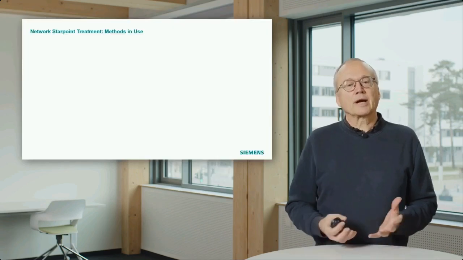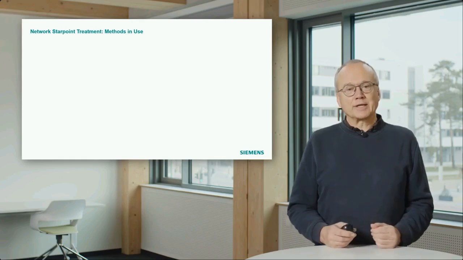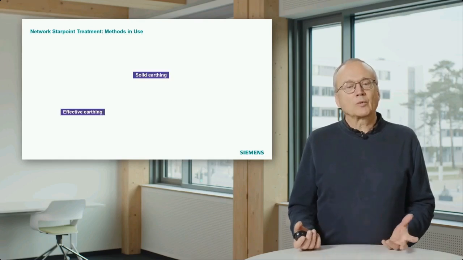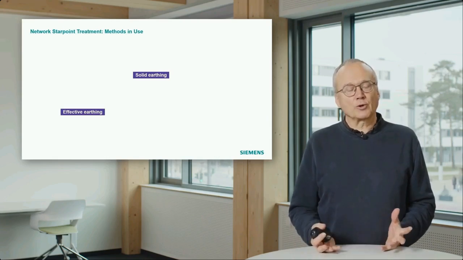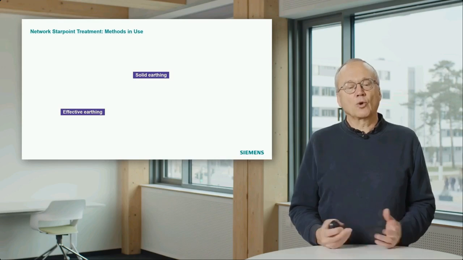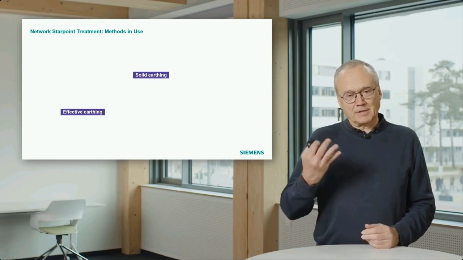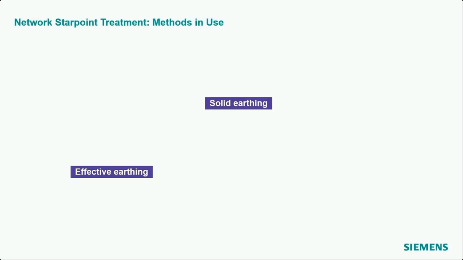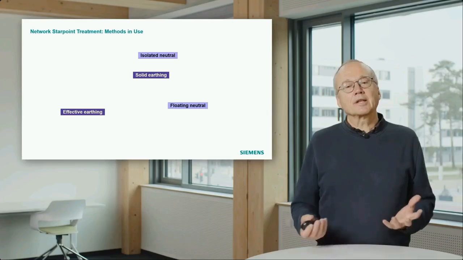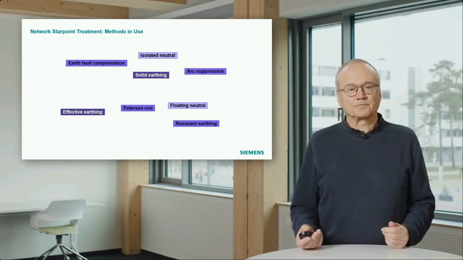Let's start with a look at the different methods to treat the star point. What we know from transmission systems is solid earthing. Sometimes it's also called effective earthing. That means the star point is directly connected to ground. The opposite thing would be isolated neutral. That means the star point is open, not connected to anything. Sometimes that's also called floating neutral. And then there are a lot of things in between.